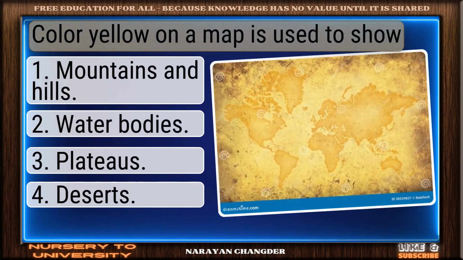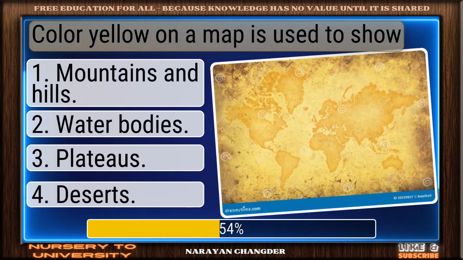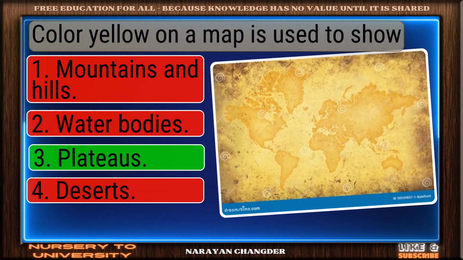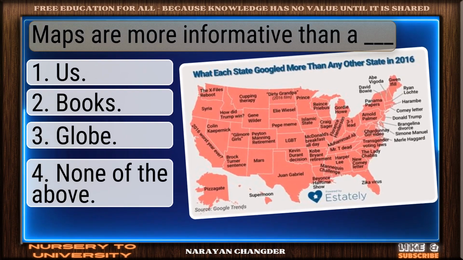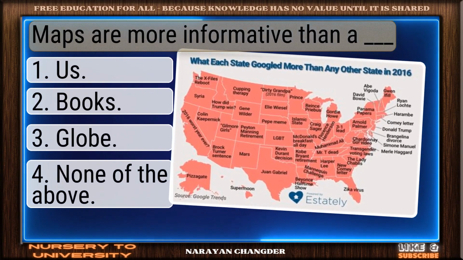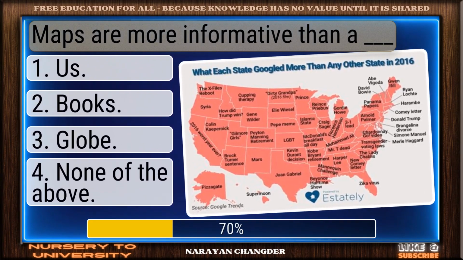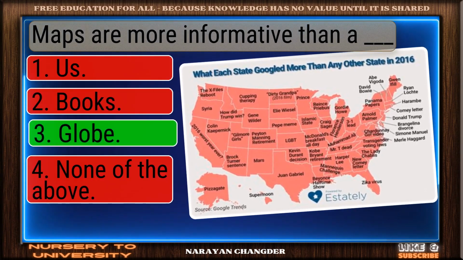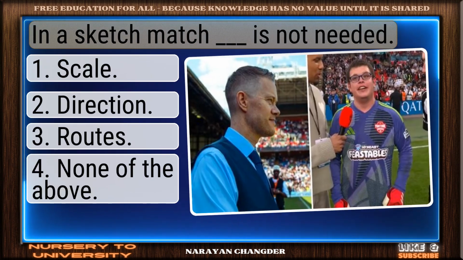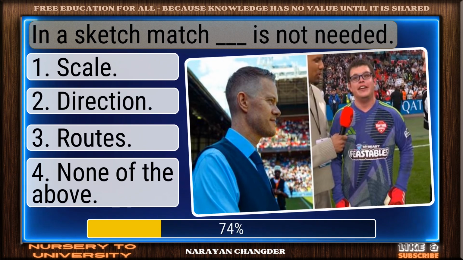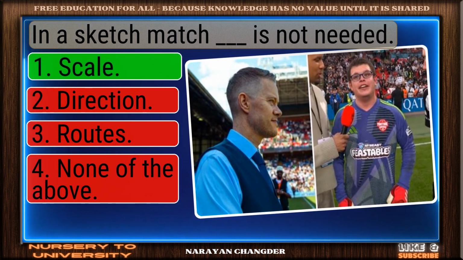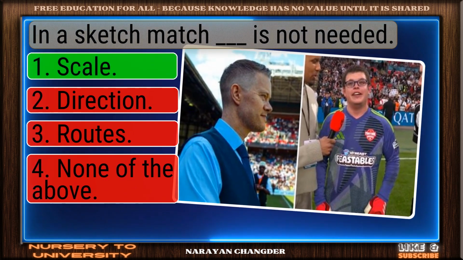Color yellow on a map is used to show. Well reasoned. Plateaus is the correct choice. Maps are more informative than a dash. Perfect. Globe is the correct choice. In a sketch, match dash is not needed. Right again. Scale is a valid answer.